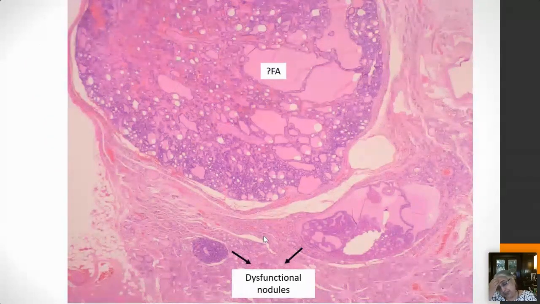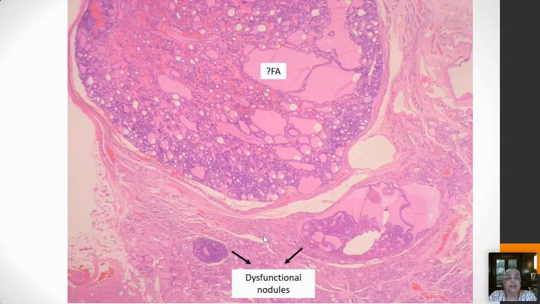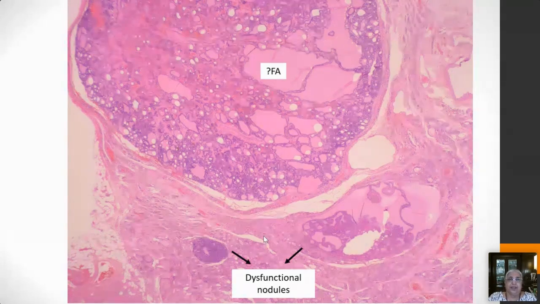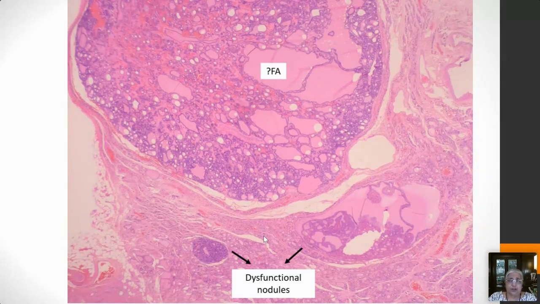And I'm going to show you this picture. These are three nodules in a section of the thyroid. And you see two nodules over here at the bottom of the screen, which I have labeled dysfunctional nodules, which they are because they don't have a capsule. You can see them applied to the surrounding thyroid tissue without a capsule in between. But then you have this large nodule. And yes, you can see a capsule, and it was a capsule all throughout.